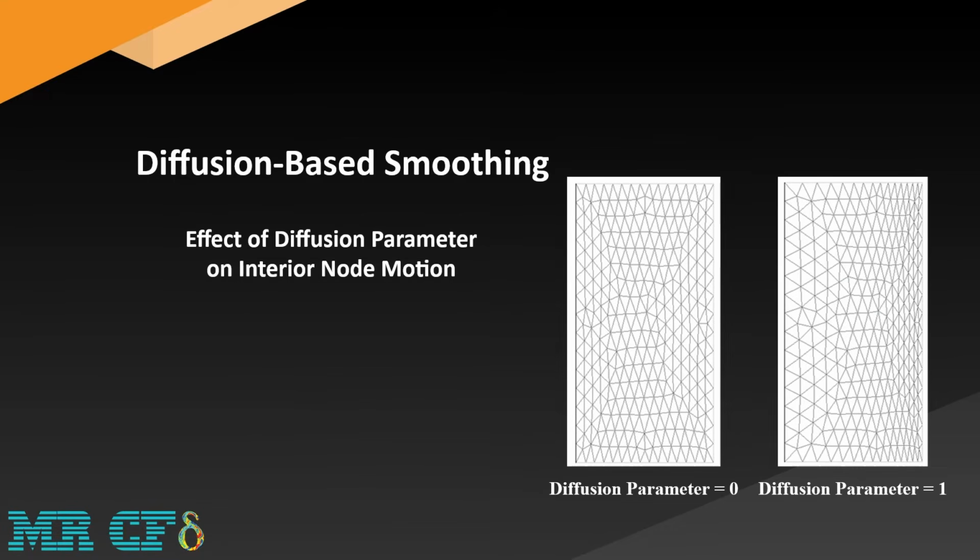In these images, you can see the effect of the diffusion parameter value on the movement of the internal mesh nodes caused by a boundary movement. As is clear from the images, when a diffusion parameter equal to 0 is used, uniform penetration of the boundary motion into the inner mesh occurs, so the meshing structure of the model will be uniform.